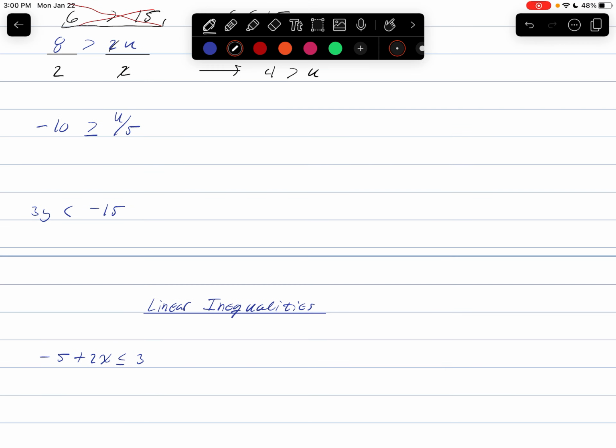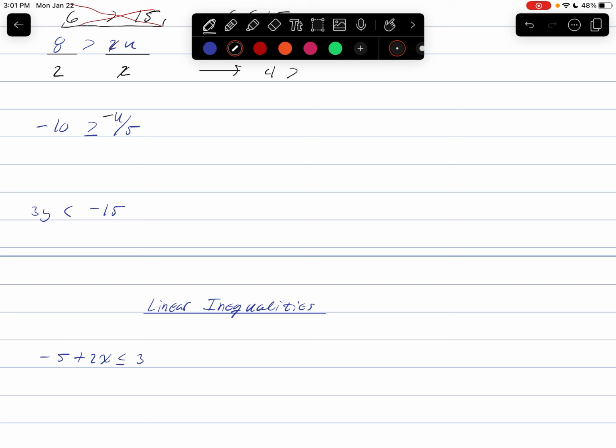Let's look at this one. Here we have negative 10 is greater than or equal to u divided by 5. Let's make this negative just to make it more fun: negative 10 is greater than or equal to negative u over 5. We want to isolate u all by itself. We can do this in one step or in two steps. We'll do it in two steps for simplicity.